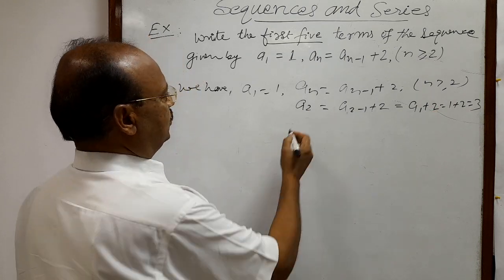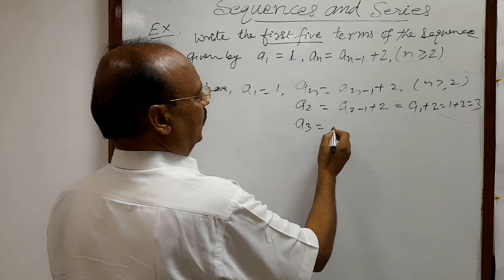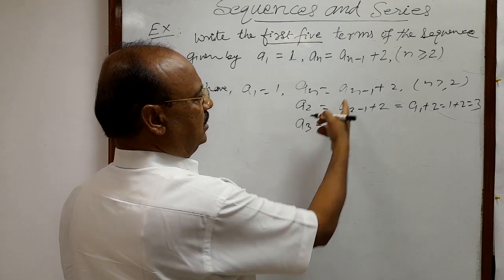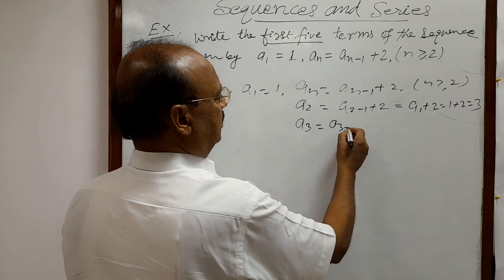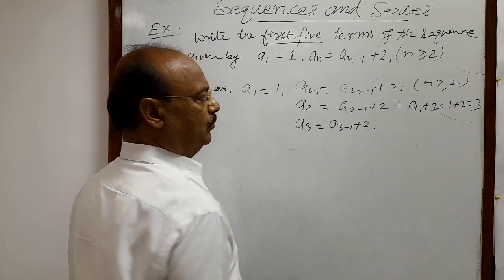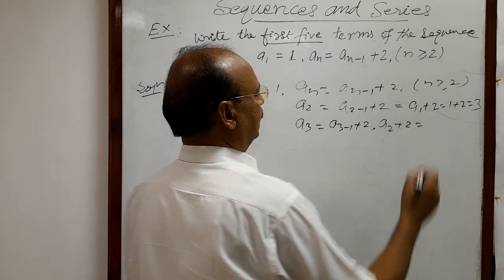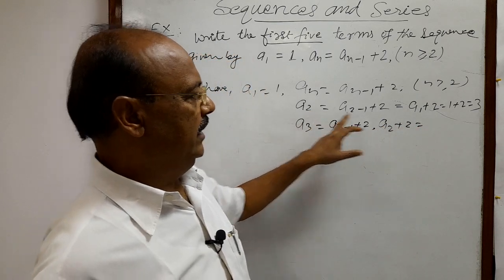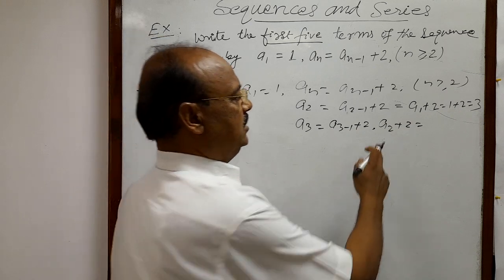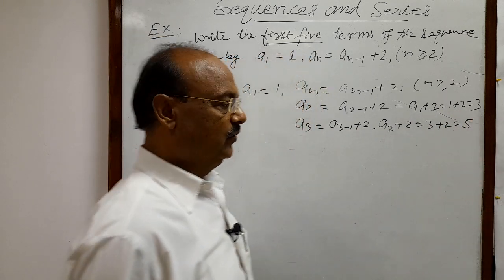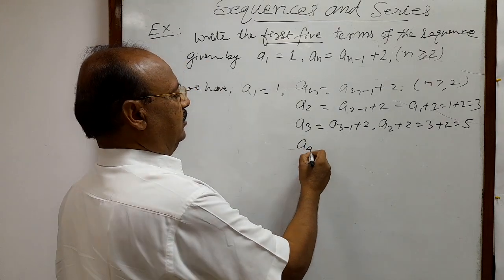Now let us find out a3. So in place of n we are writing 3, we are replacing n by 3. So here we will get a3 minus 1 plus 2, and a3 minus 1 means a2 plus 2. And here we have got the value of a2 is equal to 3. So this is 3 plus 2, this is equal to 5. Correct?